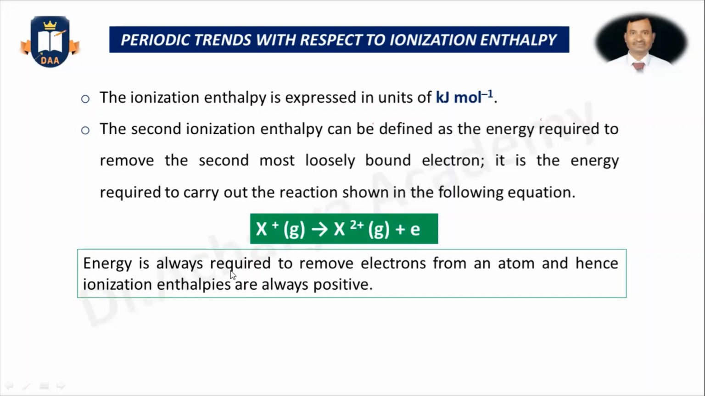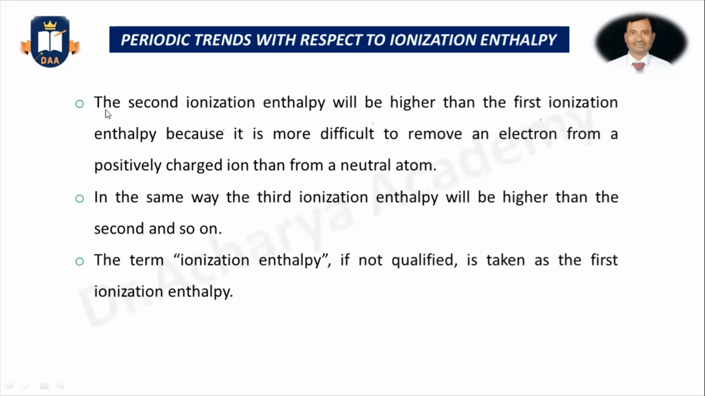Energy is always required to remove electrons from an atom, and hence the ionization enthalpies are always positive. The second ionization enthalpy will be higher than the first ionization enthalpy. Why? Because the second electron is more difficult to remove from a singly positively charged ion than the first electron from a neutral atom.